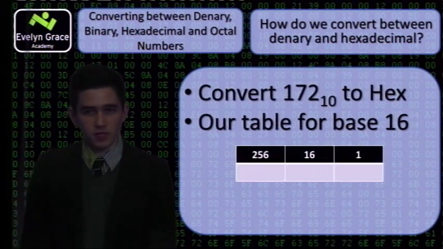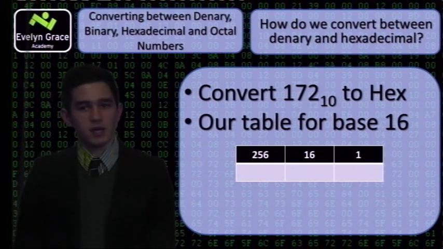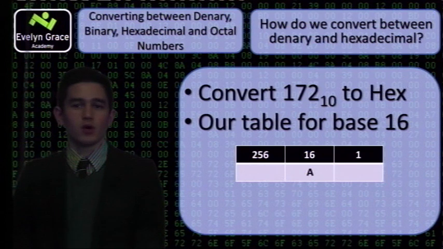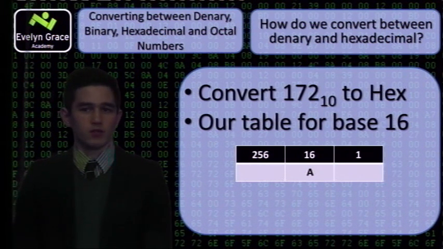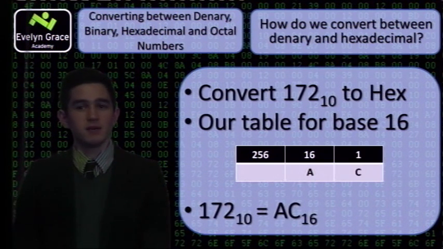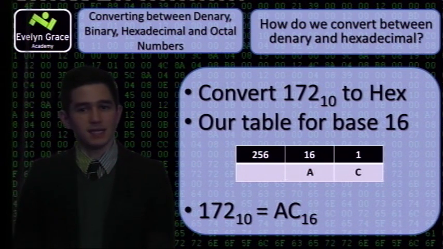One more example, 172. Can 256 go into 172? It can't. Can 16 go into 172? It can. And it can go 10 times. And then what am I left with? So 10 times 16 will be 160. Take away that from 172, that will give me 12. And I know C is 12, so I've got 12 units. So 172 to the base 10 will be AC to the base 16.